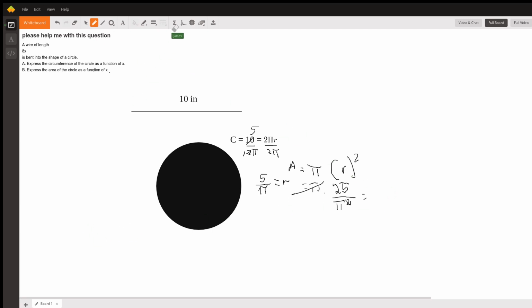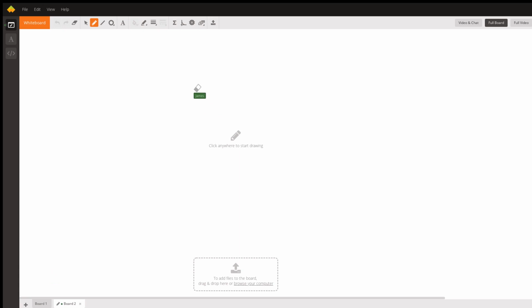But now, in this example, since we have a general formula, I'm just going to make a new board. We don't know what the actual circumference is going to be. We're just going to have a variable. So we have a wire with length w, right? I'm not going to do your actual problem. I'm just going to give you the information you need to do it yourself.